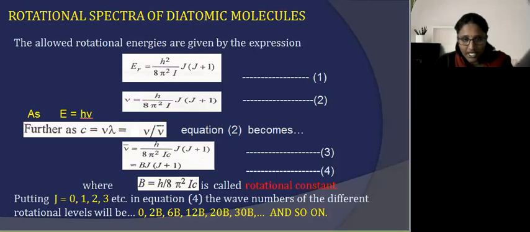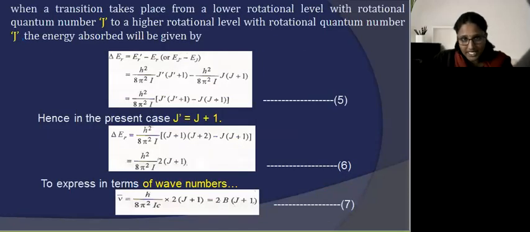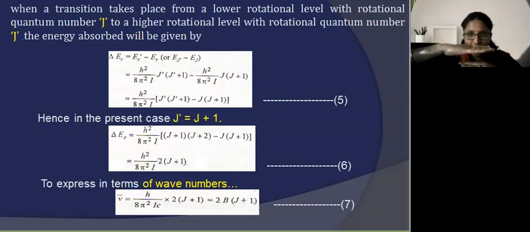So by putting the values of J, that is 0, 1, 2, 3 in equation number 4, the wave numbers of the different rotational energy levels will be 0, 2B, 6B, 12B, 20B, 30B, and so on. When a rotational transition takes place from a lower rotational level to a higher rotational level, the energy absorbed will be given by delta E R. So the gap between two rotational energy levels is given by delta E R.